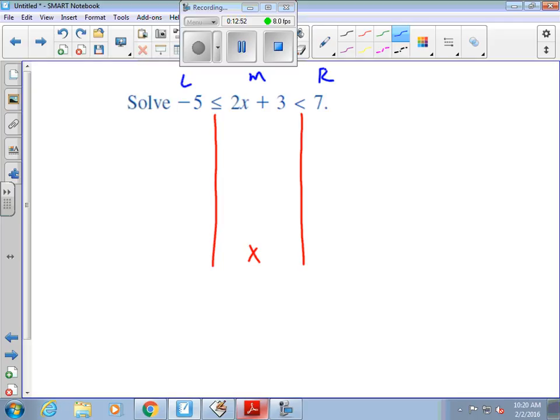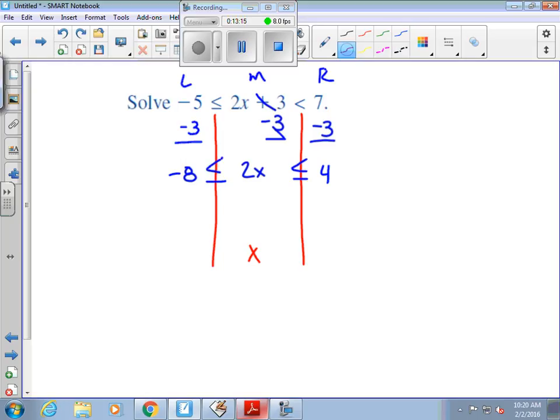Okay, undo the fact that it says plus 3 by subtracting it. You do it to the middle, do it to the right and the left. Negative 5 minus 3 is negative 8. 7 minus 3 is 4. This is canceled and leaves you with 2x. Ask yourself if you need to reverse the symbol or not. You don't, because all you're doing is subtracting. So this is going to stay like this, and this one will as well.